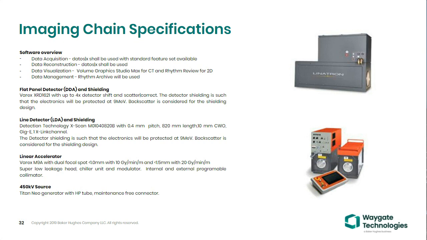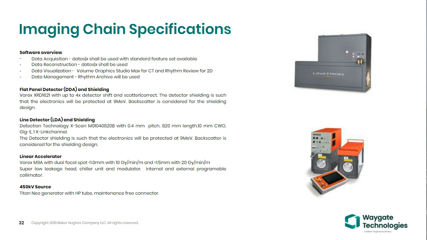We've got 2 detectors in this. We've got a flat panel detector, the Varex 1621. We've got 4x detector shift, and scatter correct capabilities are up to it on this system. The detector can move to 4 positions across. We've got the LDA, which will be installed here shortly, and you can see we've used one from Detection Technology.